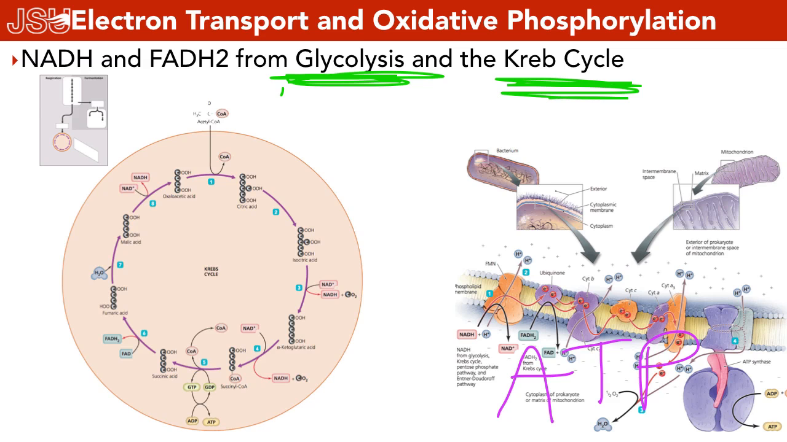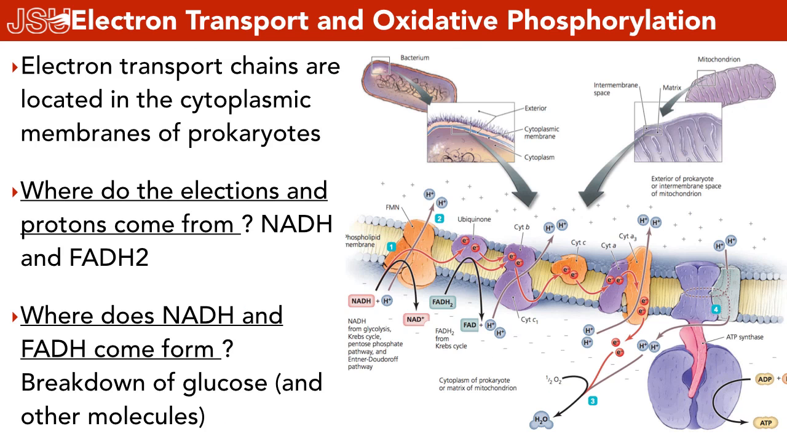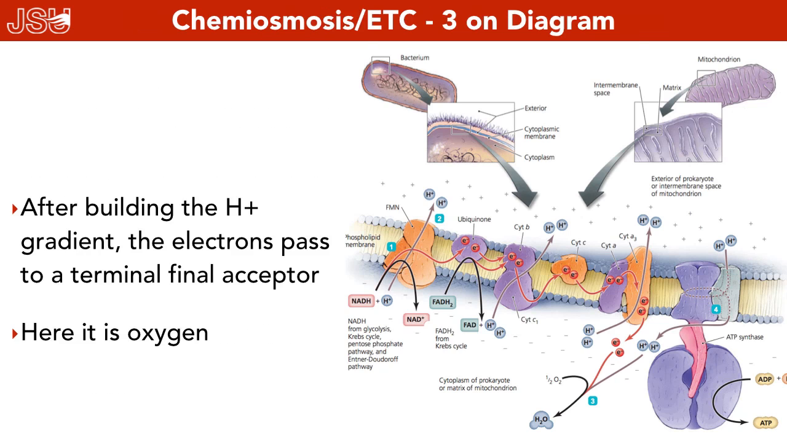Okay. So two important questions here. Where do the electrons and protons come from? NADH, FADH2. Where did we make those? Krebs cycle, glycolysis. What did we get the raw material from? In this example, glucose. Now I've put several things in here, and it's just to give you an idea of what's happening.